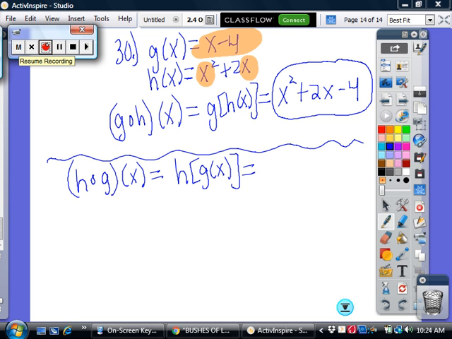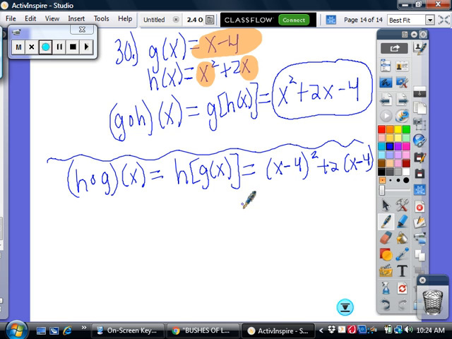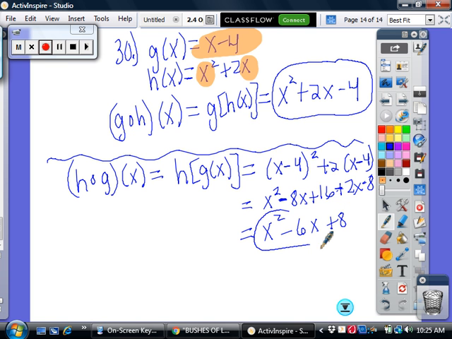All right, let's see what we get here. I'm going to plug x minus 4 in here and here. When you FOIL this out, you should get x squared minus 8x plus 16. Outer and inner are both negative 4x. And so that ends up being x squared minus 6x plus 8. Is there victory? No, there's not.